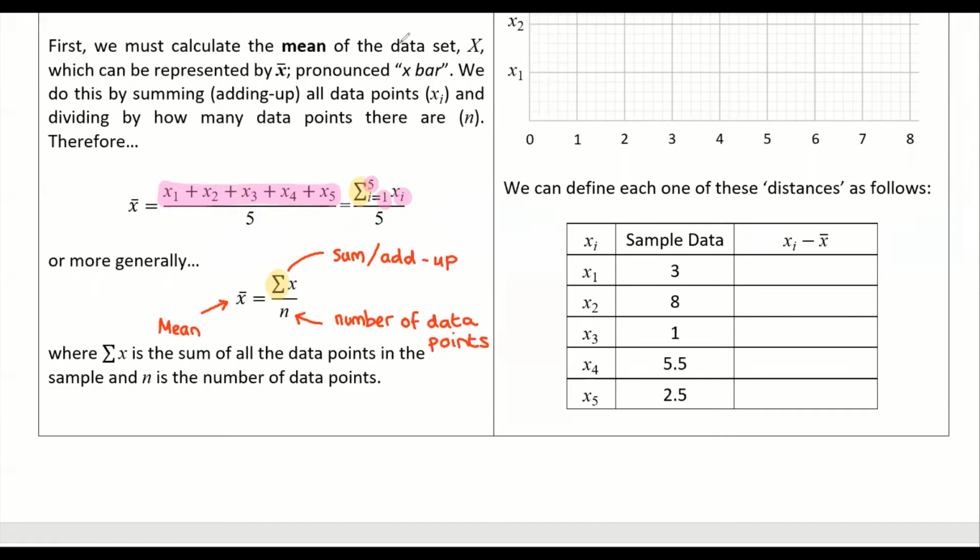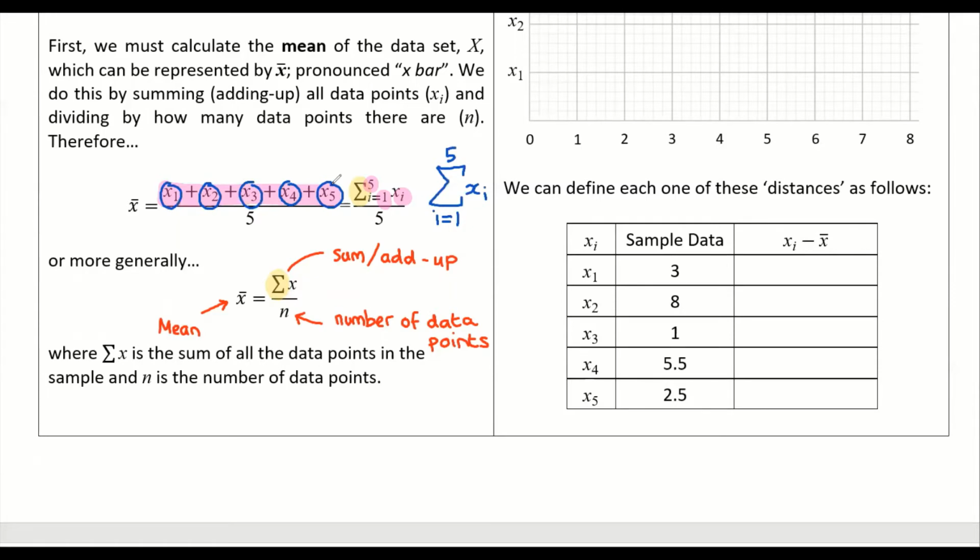Okay, and you might see them, the way it's formatted here is a little bit unclear. So another way you might see it is if you see the sigma like that, and then i equals 1 up to 5, and then the xi's. So it just means take all the xi's from i equals 1 up to and including i equals 5. And that's why we add x1, x2, x3, x4, and x5. So it's all those data points from i equals 1 up to i equals 5.